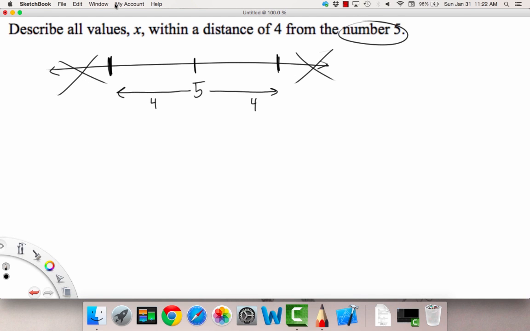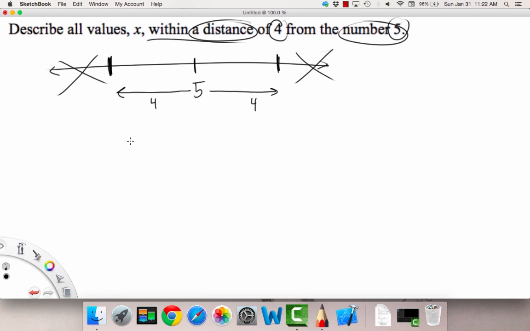Okay? So what we have to do basically is say, okay, they use the keyword distance of 4, right? So that means we'll have to subtract something and use an absolute value sign. So the question is now, where does this 4 go and where does this 5 go in our equation? And is this even an equation anymore? Because it says within a distance, so is something exactly equal to?